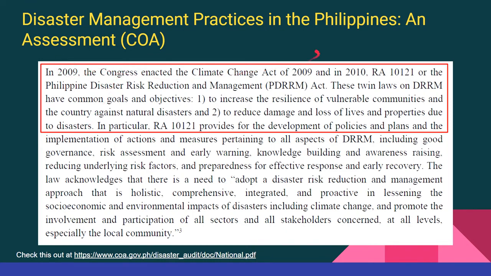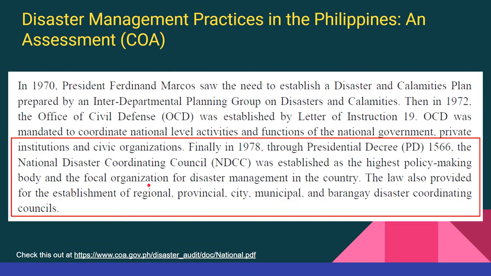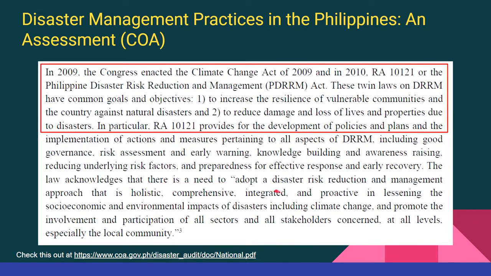So in 2009, these two laws, okay, Climate Change Act and DRRM Act, were passed in order to address the need for disaster response. And then we've talked about, of course, the importance of disaster risk management in our previous lessons. Okay. So these two laws acknowledge that there is a need to adopt a disaster risk reduction and management approach that is holistic, comprehensive, and integrated. Okay, so not anymore just disaster response, but disaster risk management.